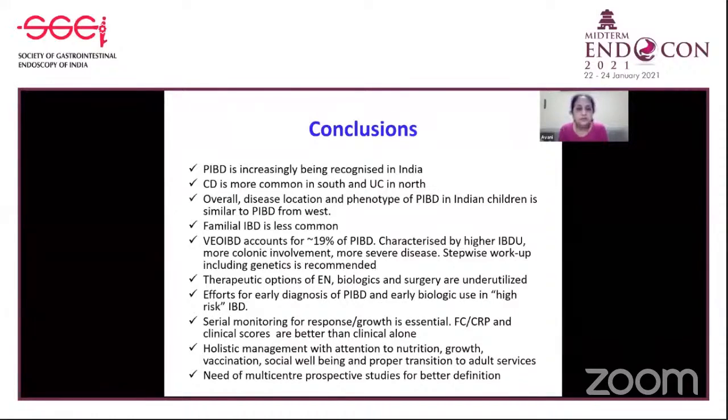The therapeutic options of enteral nutrition, biologic, and surgeries are underutilized in our country, and we need to make an effort for an early diagnosis of PIBD and early use of biologics in the high risk group of Crohn's disease. We need to look at enteral nutrition and stool therapy. And while we are treating children with IBD, a serial monitoring for response and growth is essential.